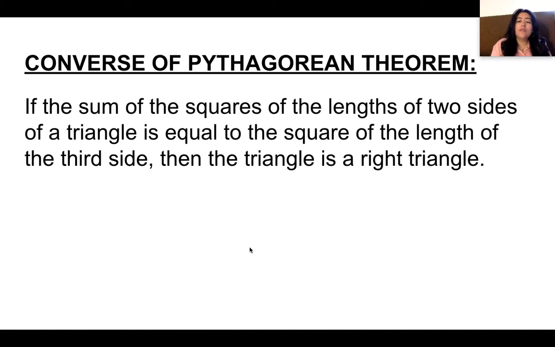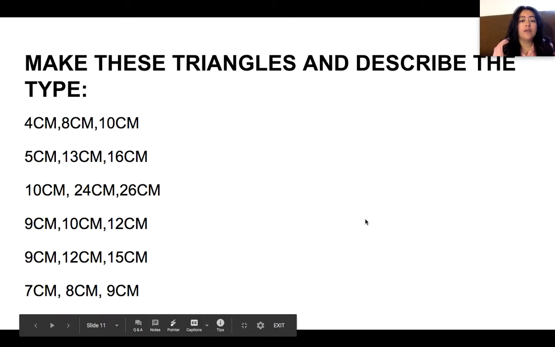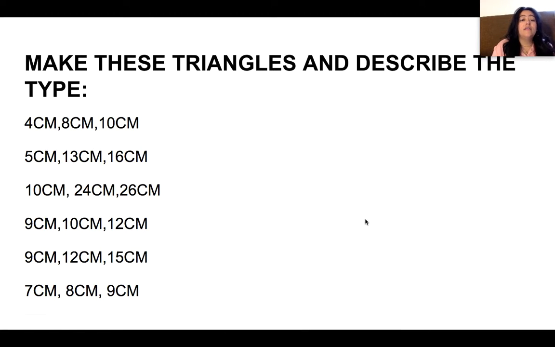So the converse of the Pythagorean theorem states that if the sum of the squares of the lengths of 2 sides of a triangle is equal to the square of the length of the third side, then the triangle is a right triangle. So basically, it's taking the Pythagorean theorem and stating it in reverse. What I want you to do is take a couple minutes to sketch out these triangles and see what type of triangle is produced. There are 6 different triangles, so pause the video and sketch them.